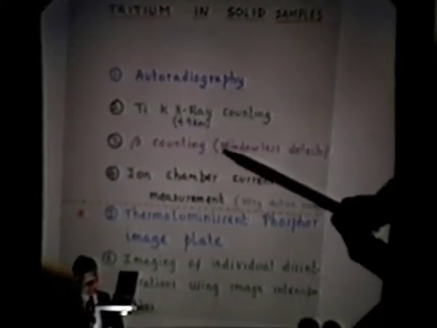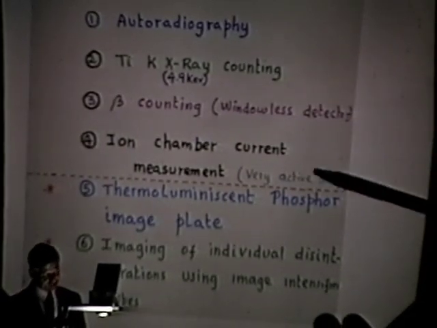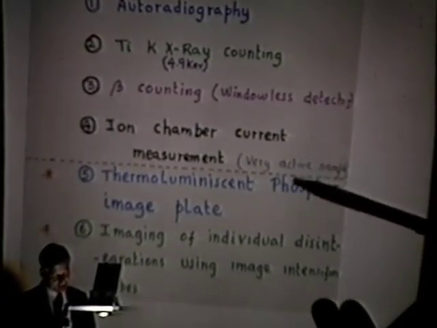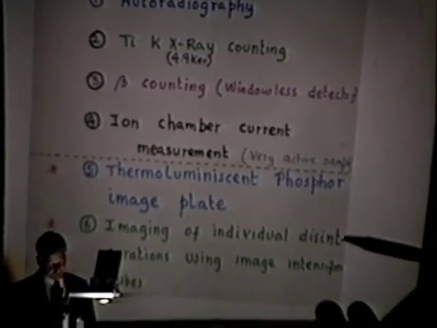If the sample is kept in a windowless gas flow counter, we can count the betas directly. We have done that in some cases. And if the activity is very large, of course, we can stick it into an ion chamber and directly measure the current. The techniques above the dotted line are ones we have reported on before.